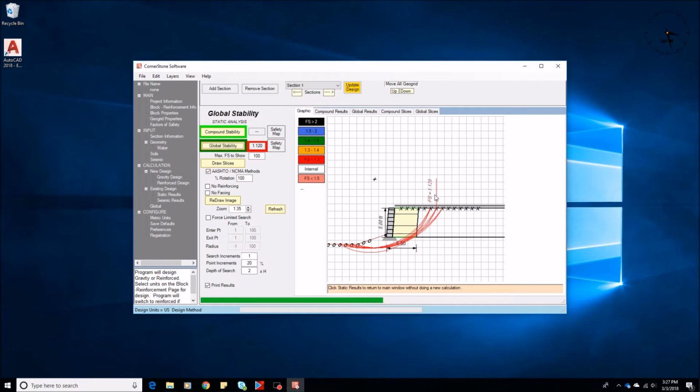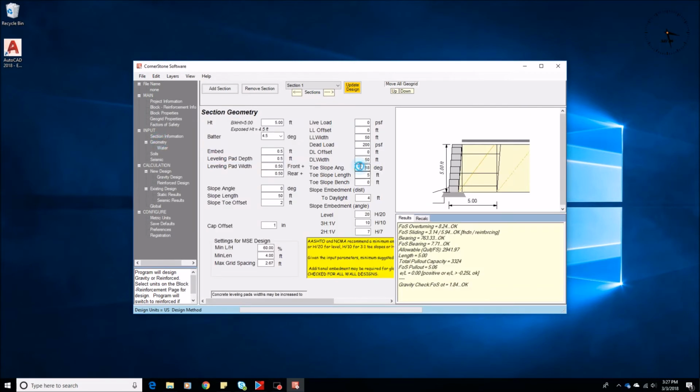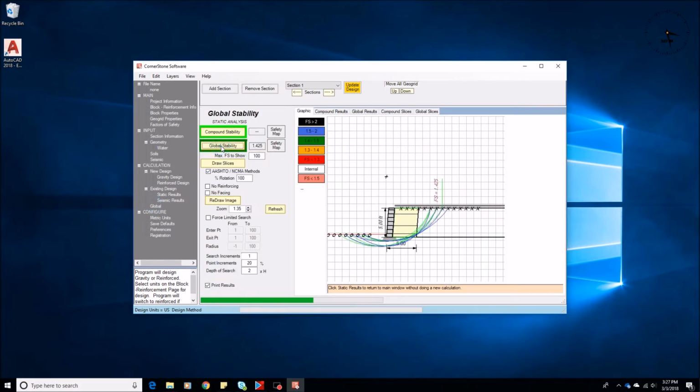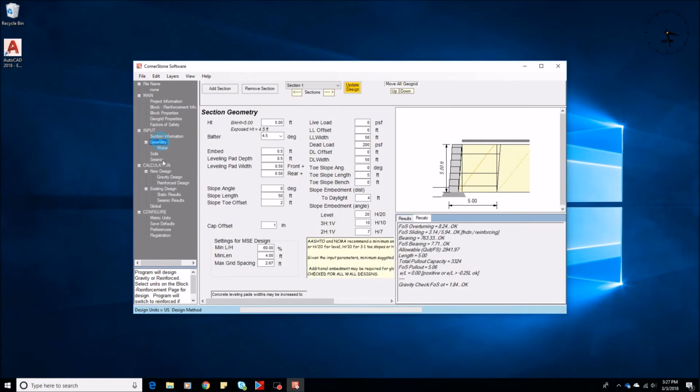We've got a 1.12 factor of safety. If we look over here, we want to see a 1.3 or greater in that. If we go to a 0 toe slope, update design. We can do that with the yellow button up here. We go to global. We're at 1.45. That slope is stable. So you can see as we start to increase that toe slope, our global stability starts to decrease. Toe slope angle 18.